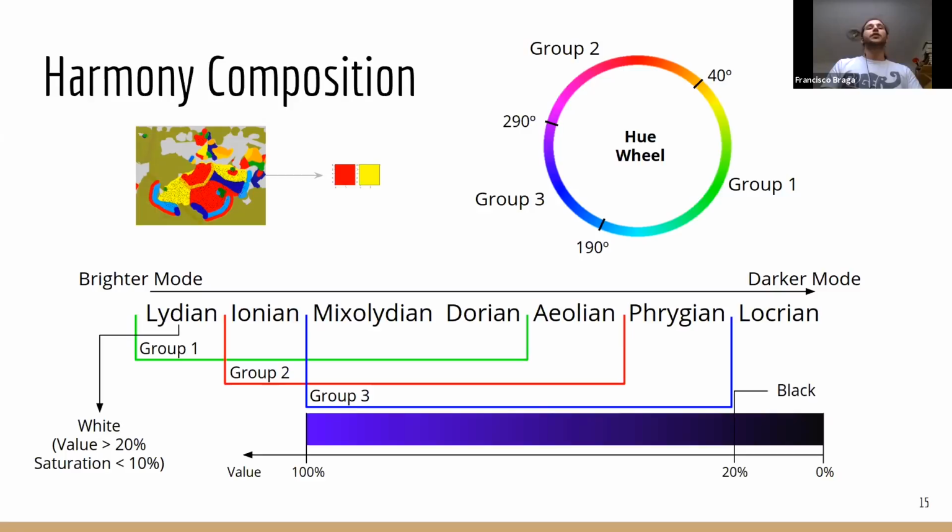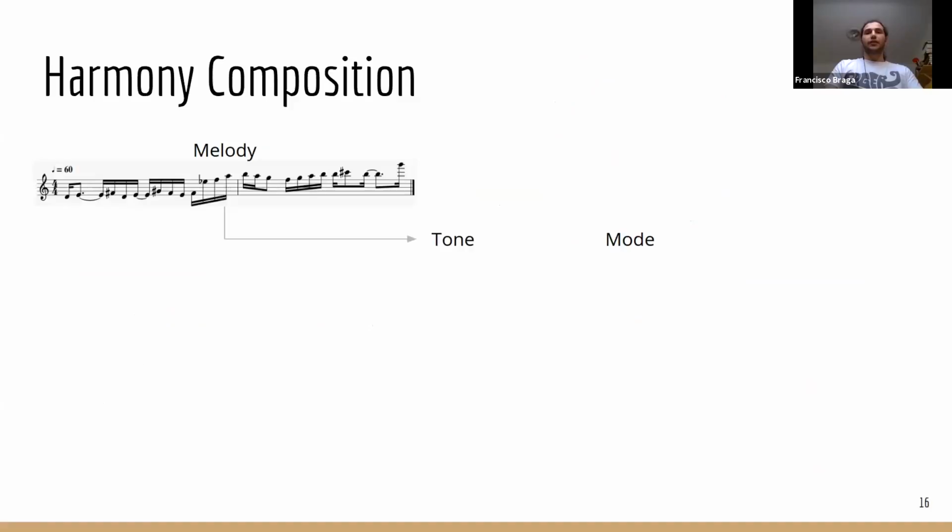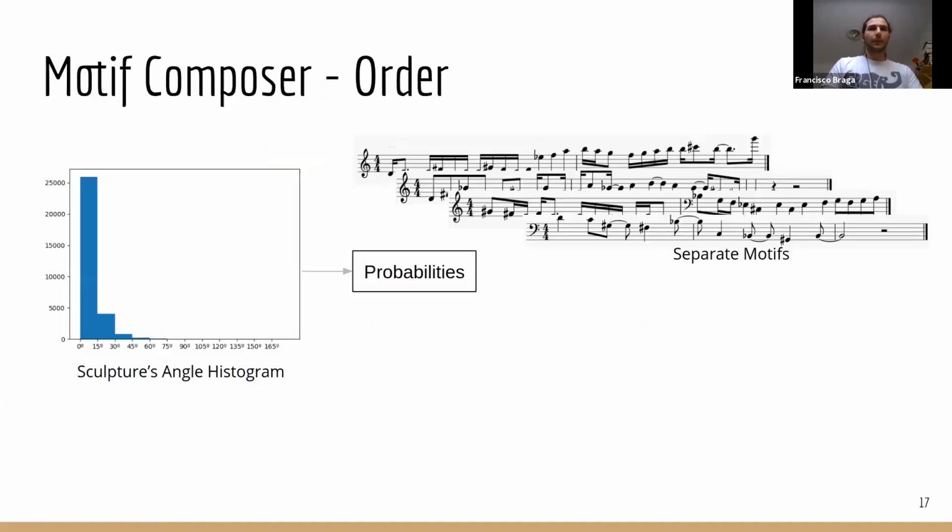Finally, from the melody, we extract the tone, and using the mode, we obtain the chords for the motifs. Regarding the order of the motifs, having the separate motifs, we use the whole sculpture's angle histogram to obtain a probability distribution, and we simply verified which order better respects this probability distribution.